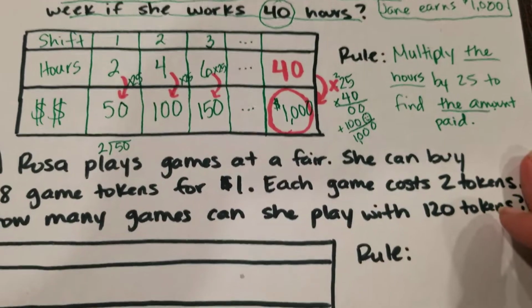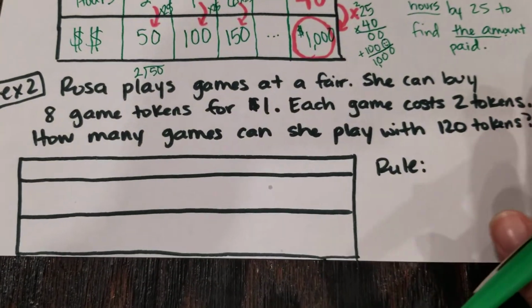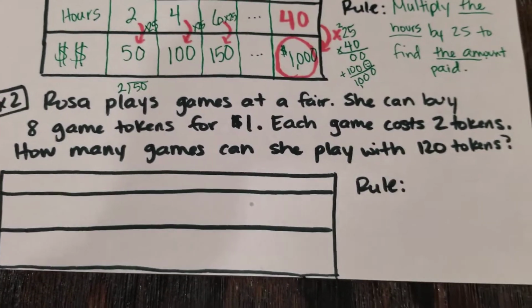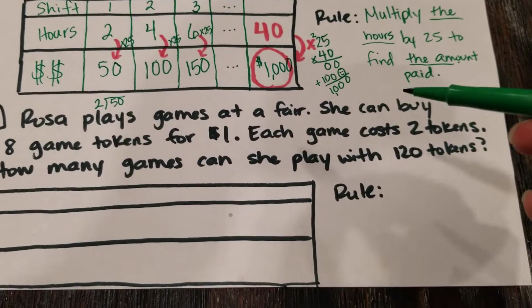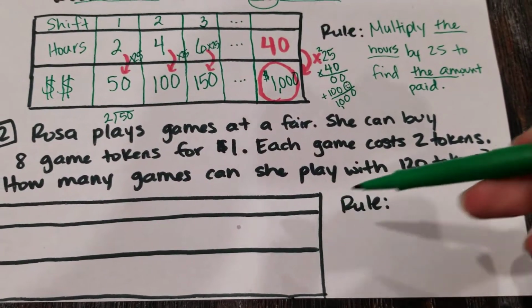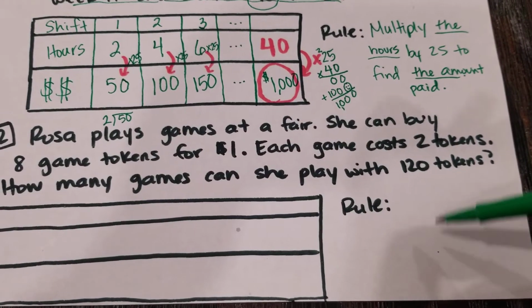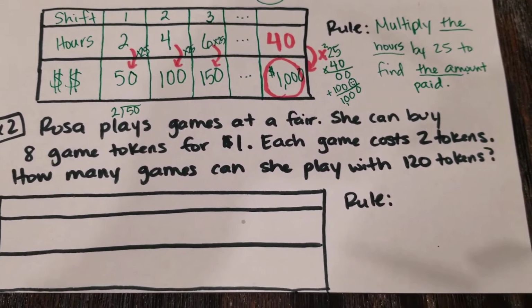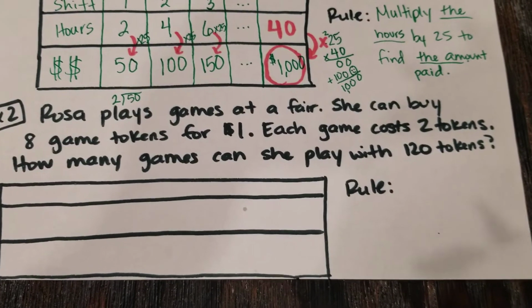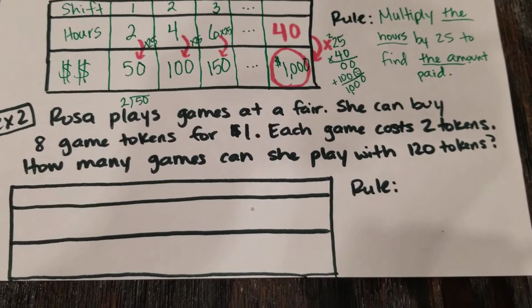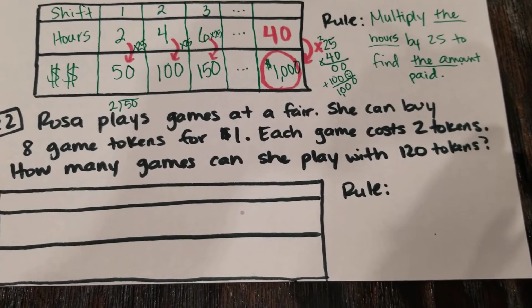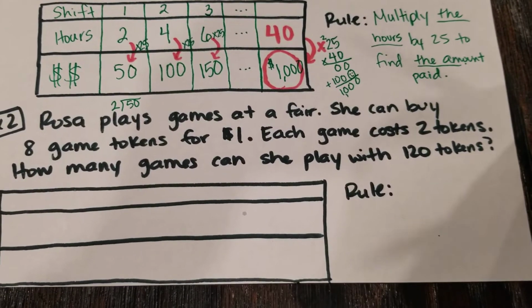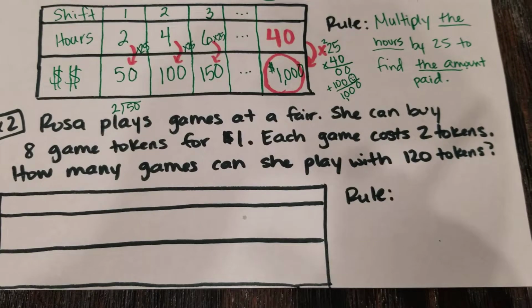Last one for today is example 2. We're going to use the same steps. We're going to use the information in this word problem to fill out a table, find the rule, and then use the rule to answer the question. Okay, Rosa plays games at a fair. She can buy 8 game tokens for $1. Each game costs 2 tokens.